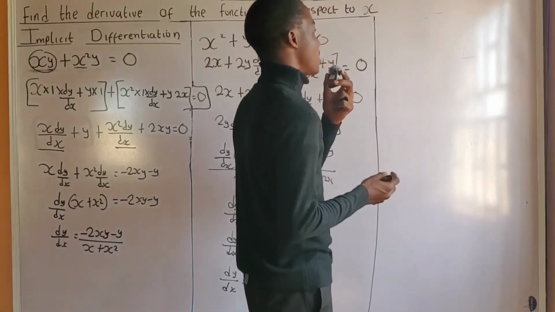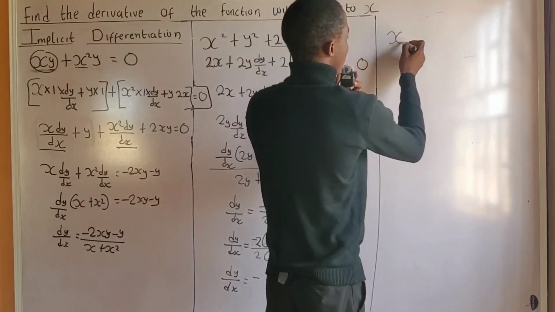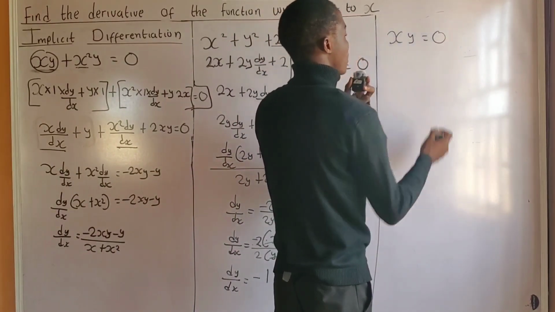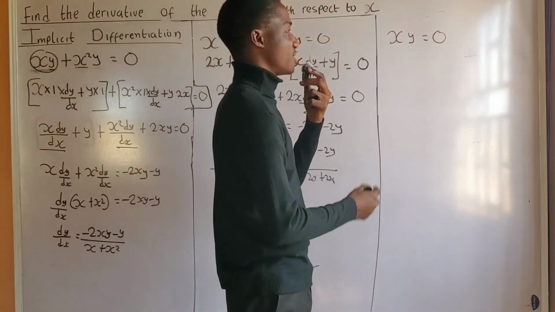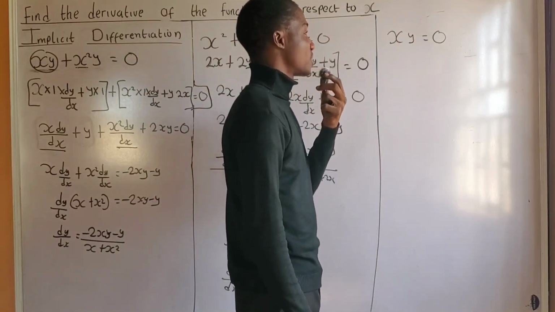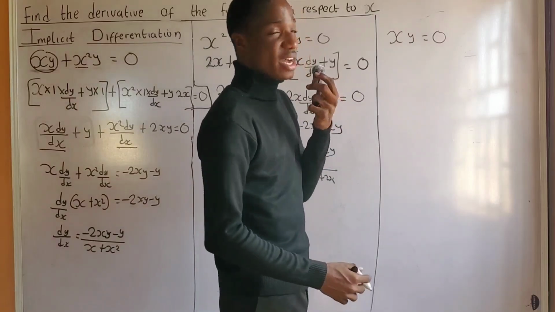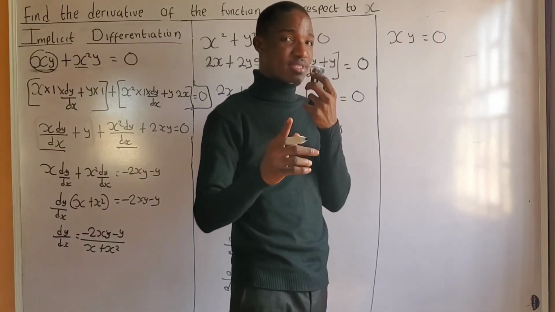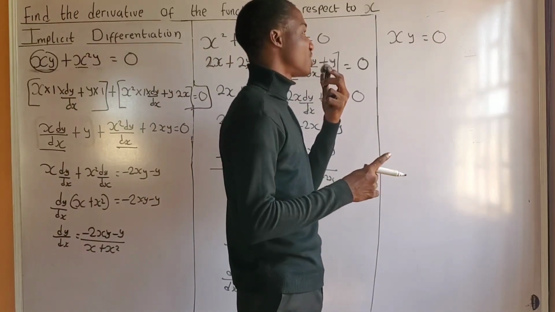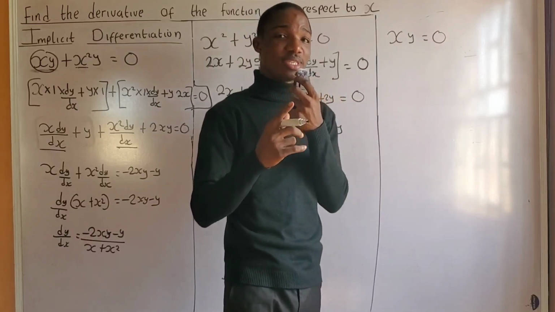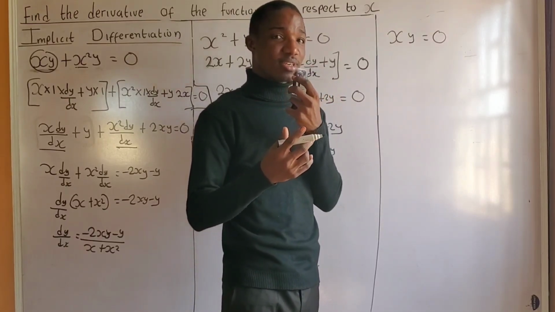Let's say you are given this question, xy equals 0, and you are asked to differentiate it. How do you go about it? Well, to do this, it's simple. Don't forget that we are differentiating y with respect to x. Are you getting it? And anytime you differentiate y, you're going to multiply that derivative by dy/dx. Do you get it?